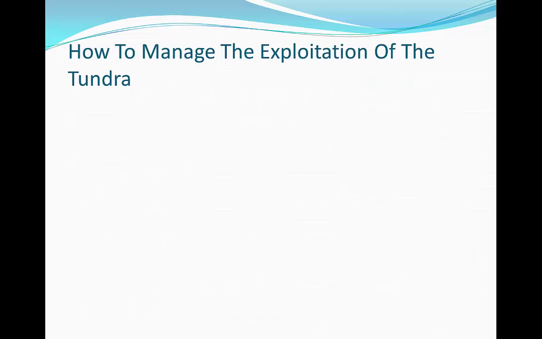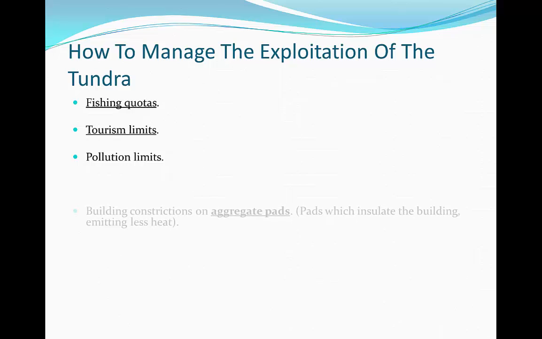So how do we manage the exploitation of the tundra? As we can see, there are a lot of social and environmental impacts on the tundra, and now we need to know how to manage it. Firstly, we could implement fishing quotas. This would solve the problem of overfishing and the depletion of resources for the indigenous people, because we're going to be limiting the amount of fish people can actually fish. We can also put limits on tourism, which is going to prevent the destruction of biodiversity when people go to the areas to go on a tour. We can also put pollution limits on ships, so not as much oil and plastic can be discarded overboard.